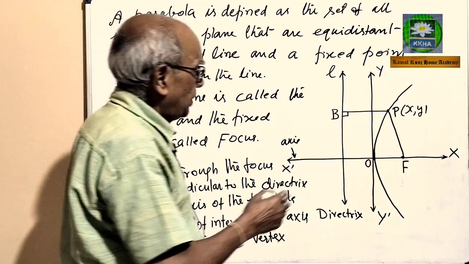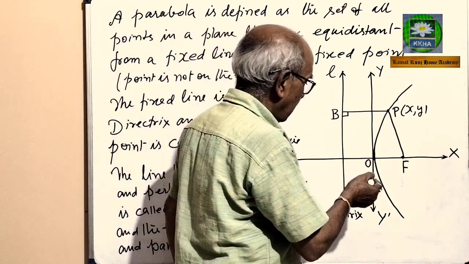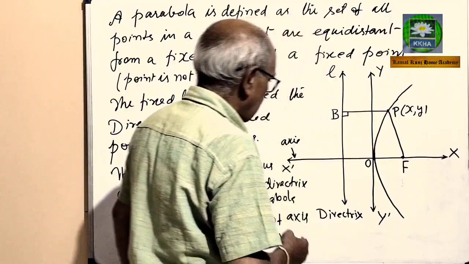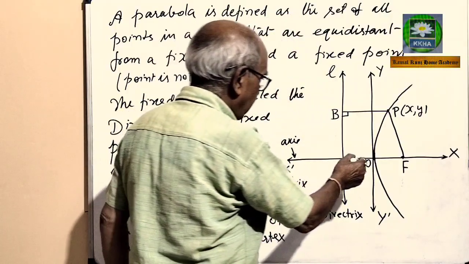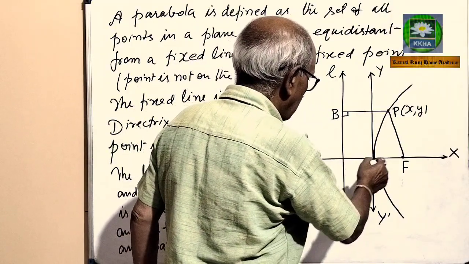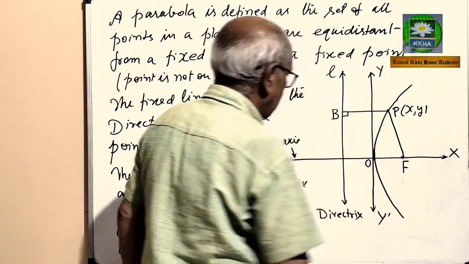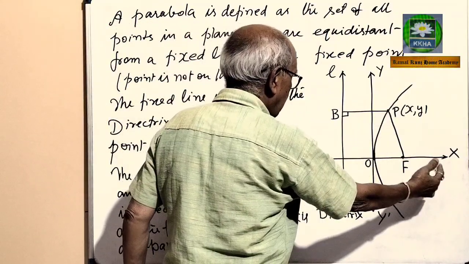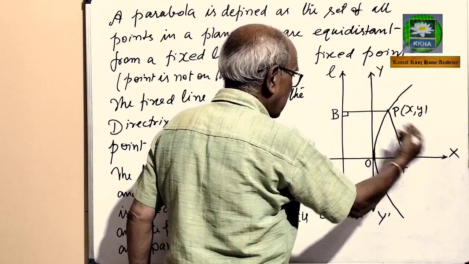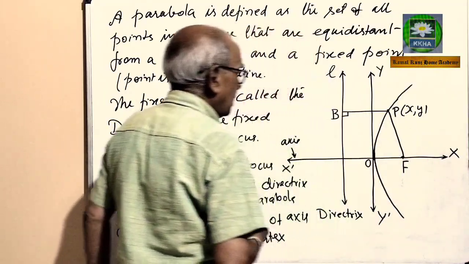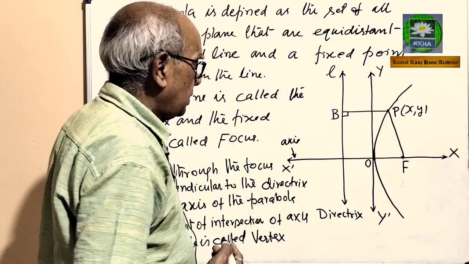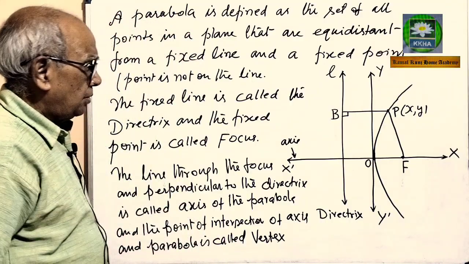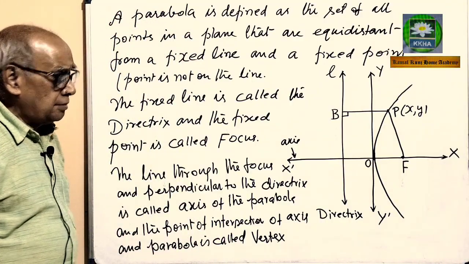Now, orientation of parabola may be divided into 4 types. This is called right-handed parabola, on the positive side of x-axis, so right-handed parabola or first standard parabola.